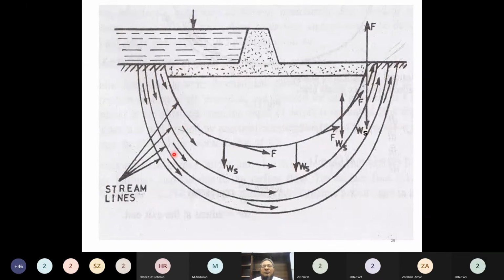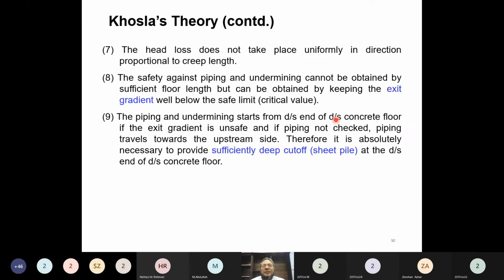Once there would be piping here, the void ratio will increase a lot, and this structure may subside or settle down, and then it may break and there will be damage to the downstream part of the structure, and then maybe the whole. Then it is very easy that the structure may be washed away. So if piping is not checked, it means not stopped, piping travels towards the upstream side.